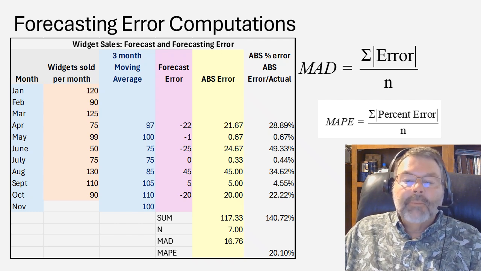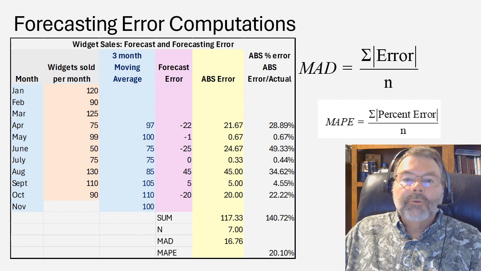The next step in computing the MAD is to sum the error. So I've summed the error down here. We have 117.33. We divide it by the number of forecasts that we have computed an error for, which in this case is just April, May, June, July, August, September, and October. We don't have the values for November yet with this example. So we're dividing it by 7, and we end up then with a mean absolute deviation of 16.76 widgets.